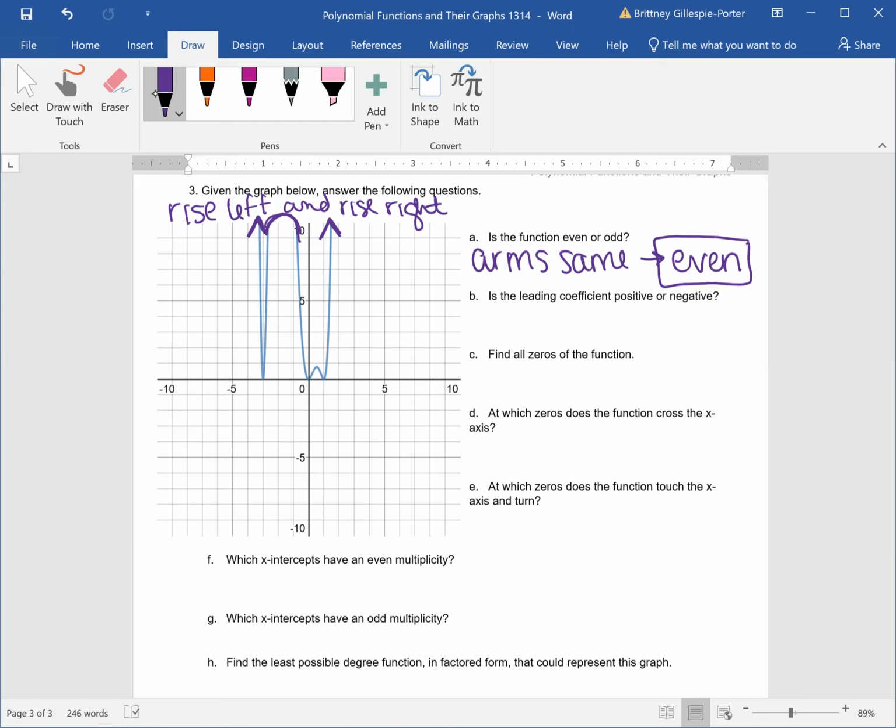Leading coefficient, positive or negative? What's happening on the right side? How do we end? The right side is positive because we're rising, which means that our leading coefficient is positive.